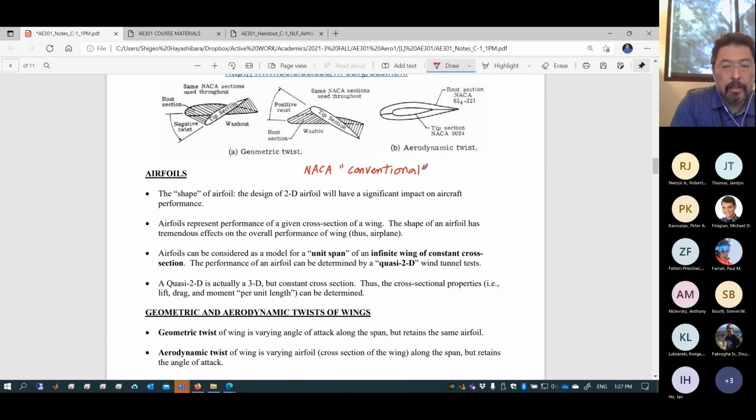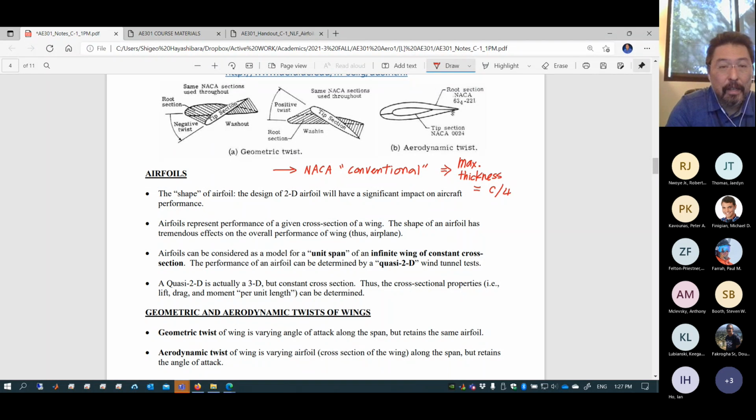Now, what makes the design of an airfoil conventional? This is usually the aerodynamic center being equal to the quarter chord. This is what it means. Actually, no, sorry. The aerodynamic center is the quarter chord, period, no matter what. But maximum thickness is around the quarter chord location. It's called NACA conventional design.